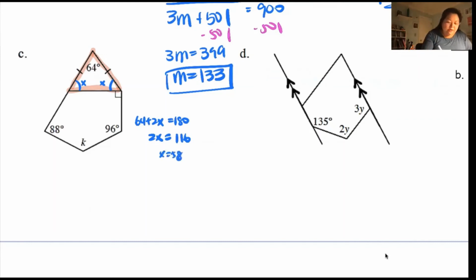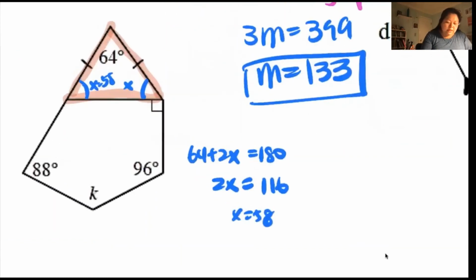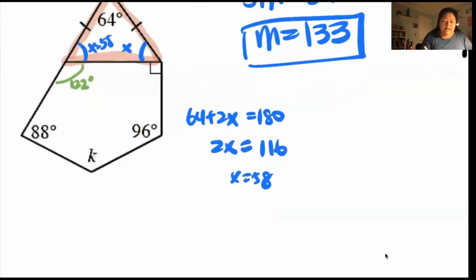So why is that important? You get 58 here, right? And then you see that, oh, actually right next door, this makes it a linear pair. So what must that be? 58 plus what gives me 180? So I take 180, take away the 58. That gives me this angle as 122. Okay, perfect. So that's what I want.